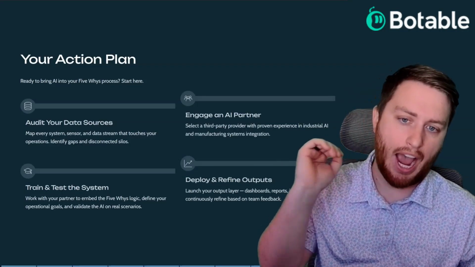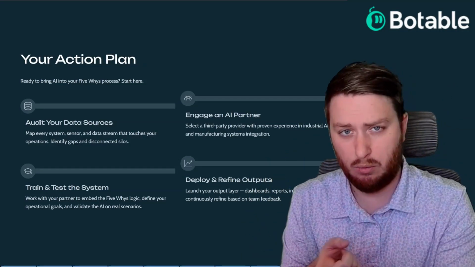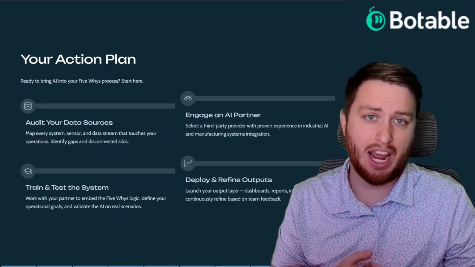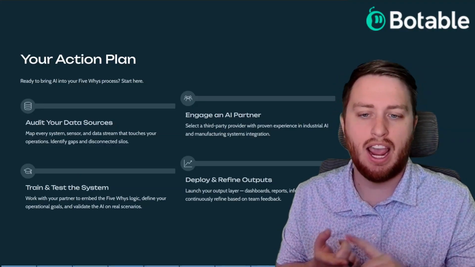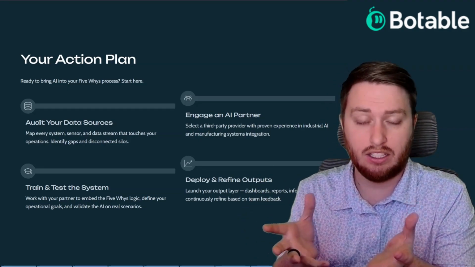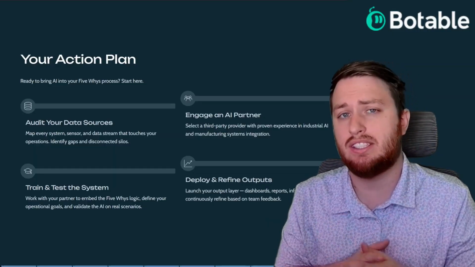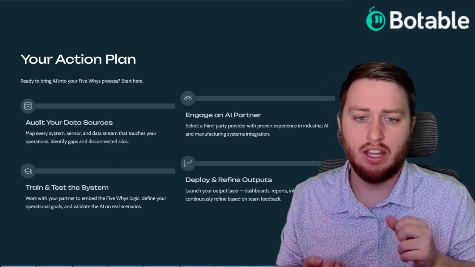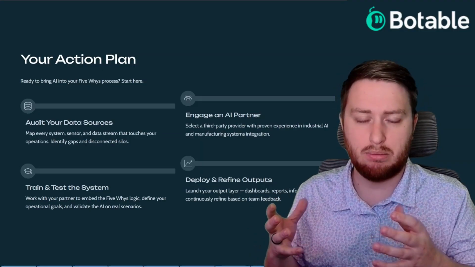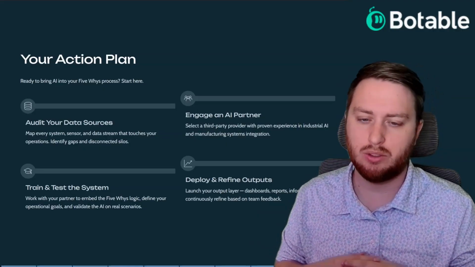So how can you do this, right? You need to audit your data sources. You can see what data you have and if it's enough. Maybe your five whys method is just asking people questions and that's not enough data, right? You need to have hard data that AI can look at. You need to engage an AI partner. If you don't have the skill set to utilize AI on your own, this is when you need to either hire somebody or work with a third party to set up this artificial intelligence system and find someone with experience.